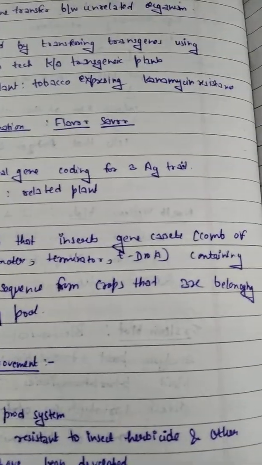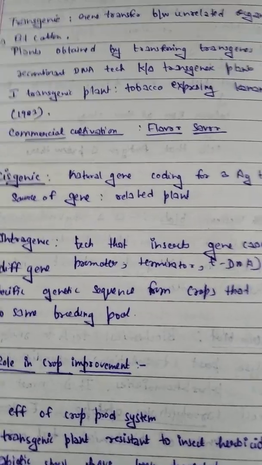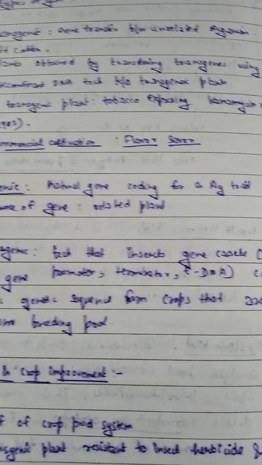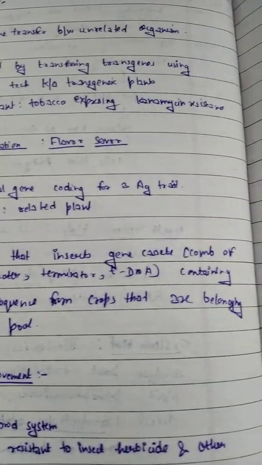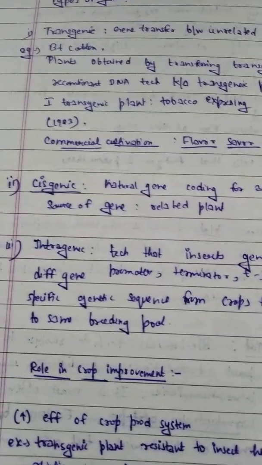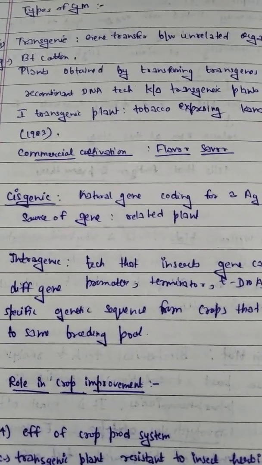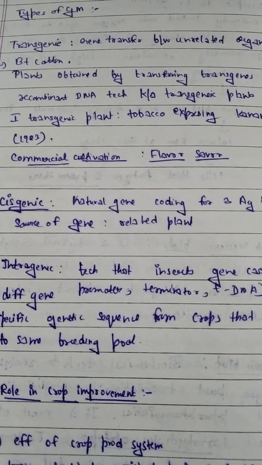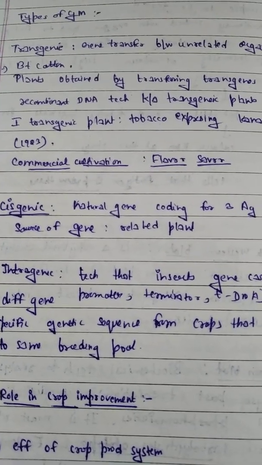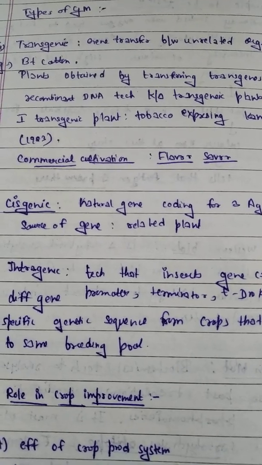What is intragenic? Intragenic means a technique that inserts a gene cassette containing a specific genetic sequence from a crop belonging to the same genetic pool. Please remember intragenic also. So students, please remember these terms: transgenic, cisgenic and intragenic. So the correct answer of this question, students, was plantibody. Plantibodies are the antibodies produced in plants.